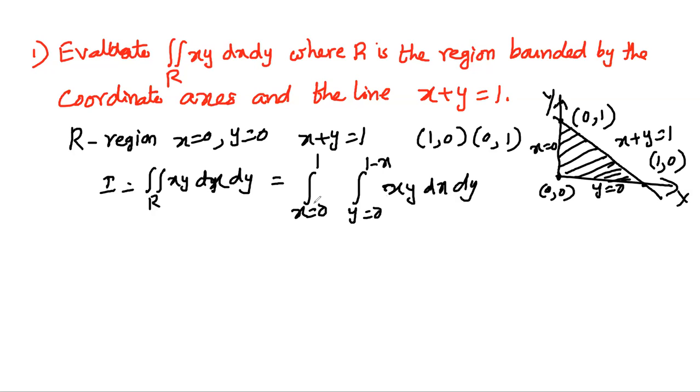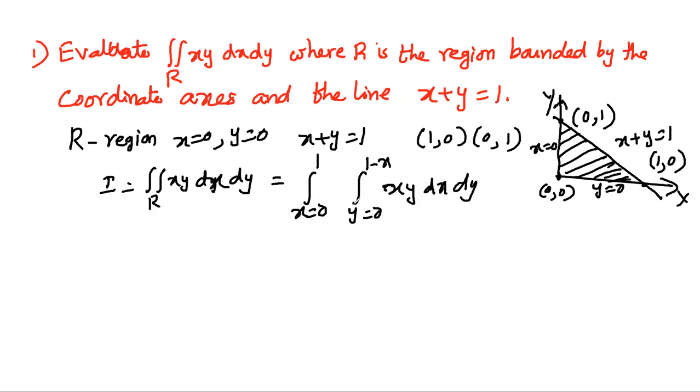Sir, in every question like this, I can directly take x from 0 to 1, right, depending on the graph? Yes. But some students will take y from 0 to 1 and x from 0 to 1 minus y. That is also correct, right? The same answer will come.